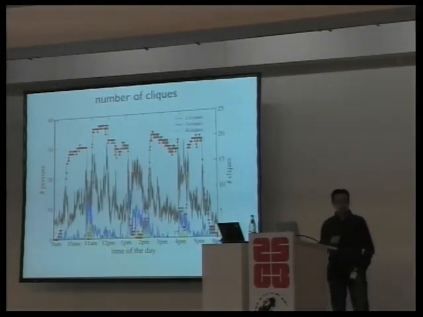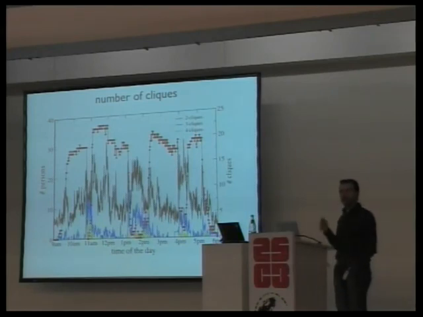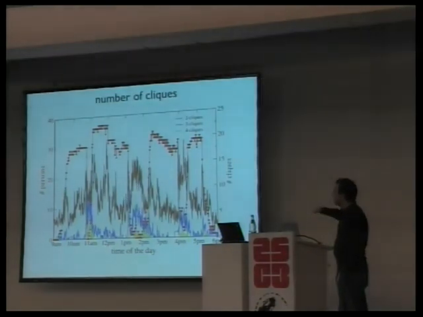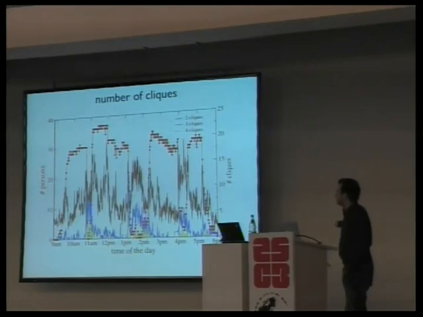And you can go a little deeper and ask, okay, what is the number of groups of two people, three people, four people, the number of cliques that you have as a function of time? And again, you see that there is an interesting structure. Except for groups of two people, which are present at almost all times, the groups of three people, the blue lines, and the groups of four people are almost only present during the breaks.